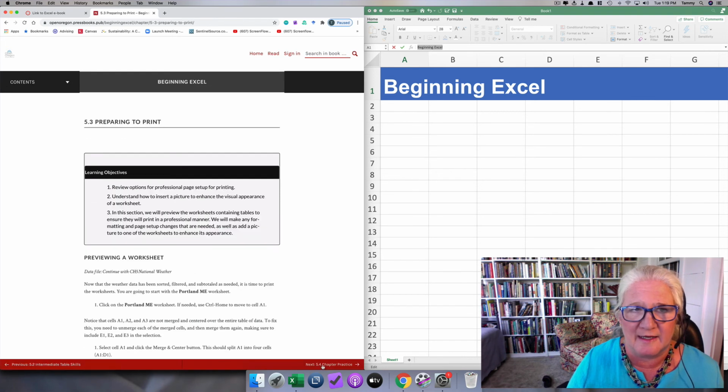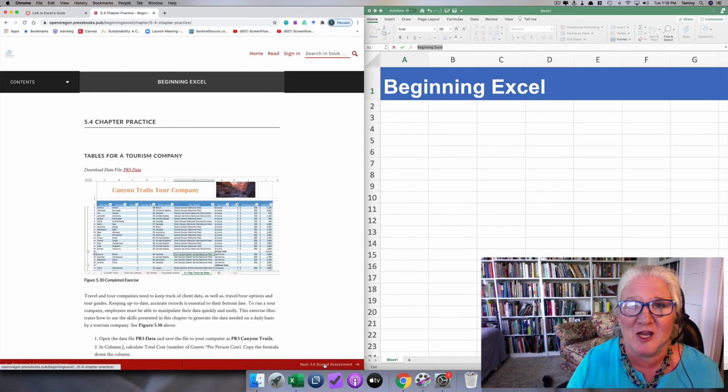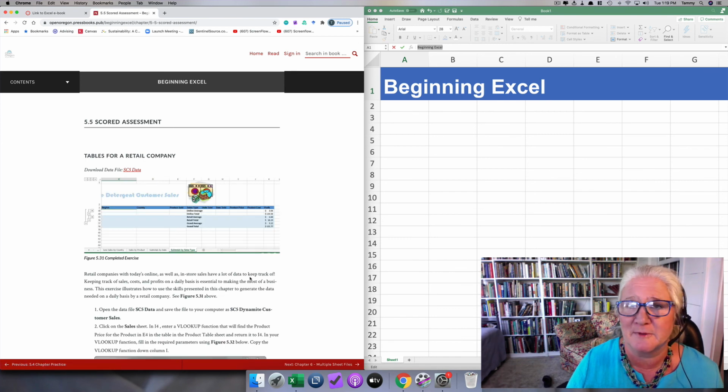And then again, as always, they talk about the relevant print issues for this material, and there's a chapter practice problem, and then, as always, a scored assessment. And so that's chapter 5, just the basics of managing data that's presented in tables. Okay, chapter 5.